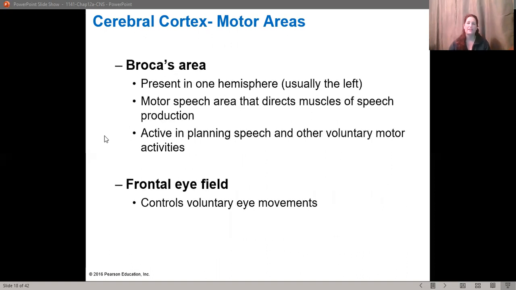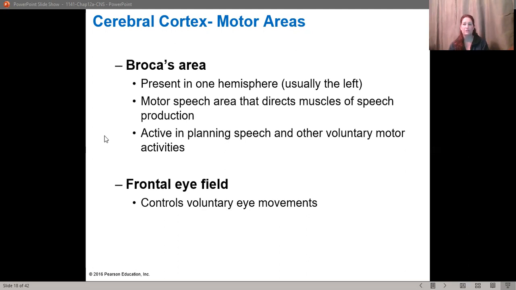Okay, so we're already down 2 domains, on to numbers 3 and 4. We have Broca's area and the frontal eye field. Broca's area is present in only one hemisphere. We usually have most things present in both hemispheres, but they're not duplicates. But Broca's is present in only one hemisphere, usually the left hemisphere.